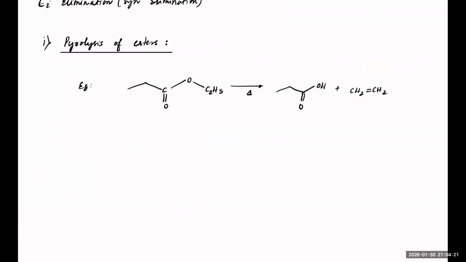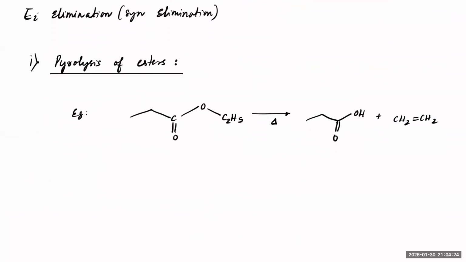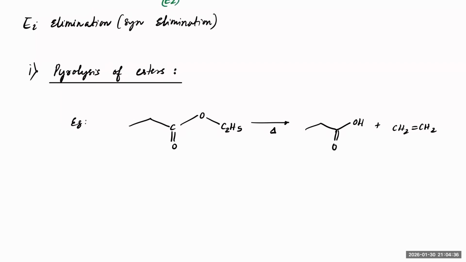Right. See, the next type of elimination is E1 elimination. First we'll do all the types of elimination, then I'll push a lot of questions onto this. Okay, see, E1 elimination is also called syn elimination. So far, we have noticed that E2 elimination will always happen via anti-elimination. That is, leaving group and hydrogen are always anti-periplanar. But now we will be seeing the case where there is a syn periplanar and then elimination is happening.